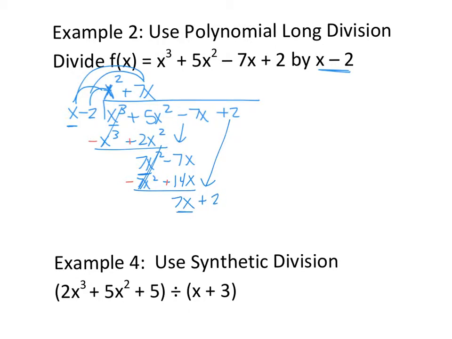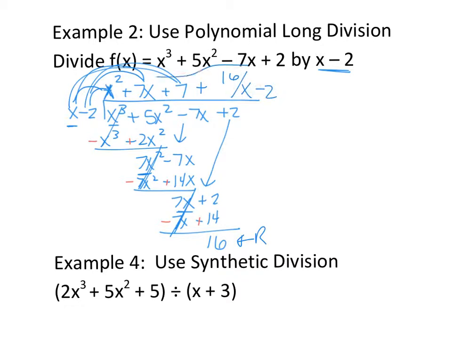We're going to do 7x divided by x. 7 and then multiply, so 7 times x. And 7 times negative 2. Change your signs. Add them together. Those cancel, and we're left with 16. We cannot divide 16 by x, so that's going to be our remainder. So we're going to do plus remainder over what we were dividing by. And here's our answer.